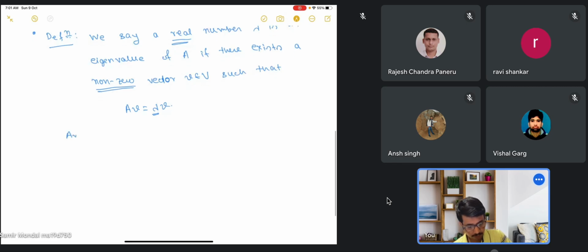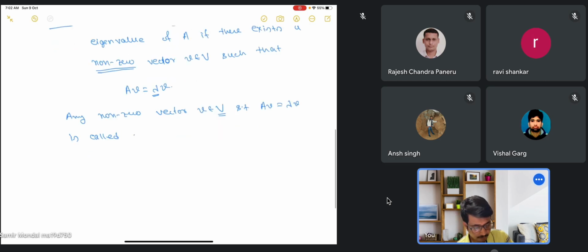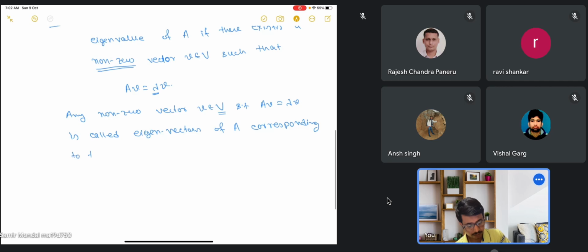So any non-zero vector v belonging to your domain set V, such that Av equals lambda v, is called an eigenvector of A corresponding to the eigenvalue lambda. This is the formal definition of eigenvalue and eigenvector.